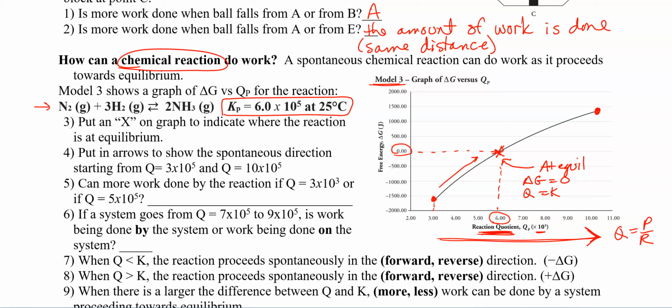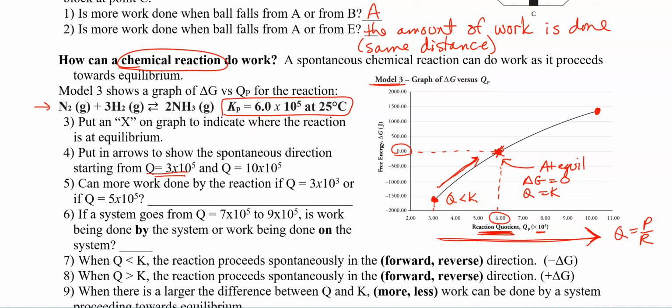Okay, so I'm sorry. So when we start at 3, Q is equal to 3, you would be moving in this forward direction because you want to get to K, which is right here. So obviously here, when you're at Q equals 3, one thing to think about is that Q is less than K, right? Because your Q is 3 and the K is 6, right? So Q is less than K, so what does that mean?